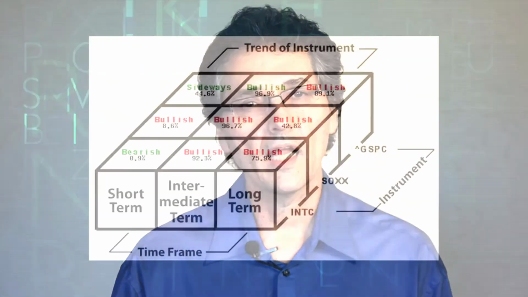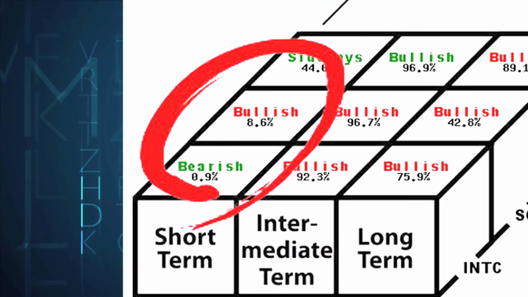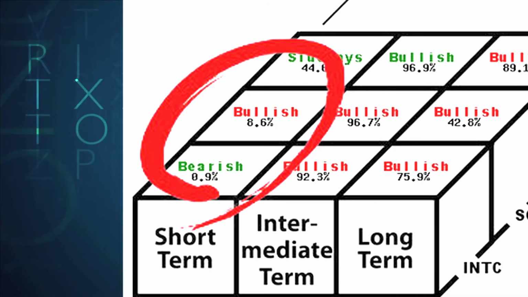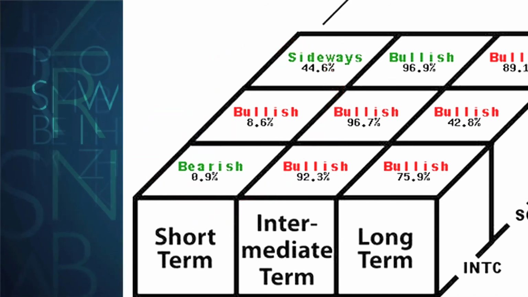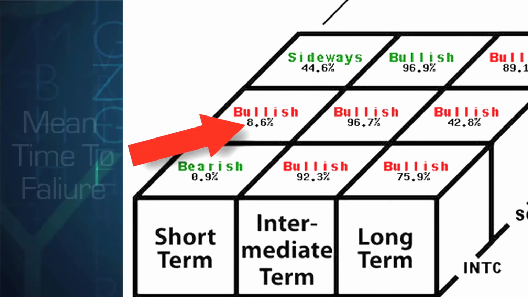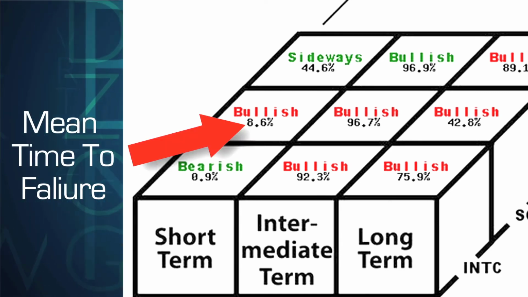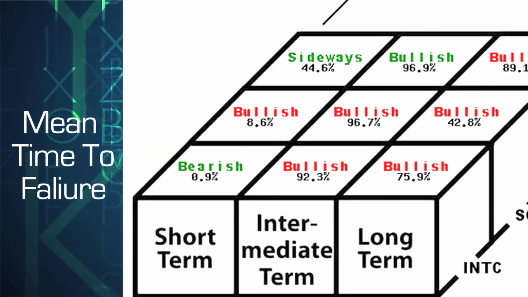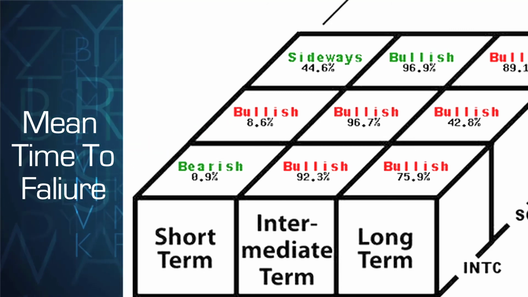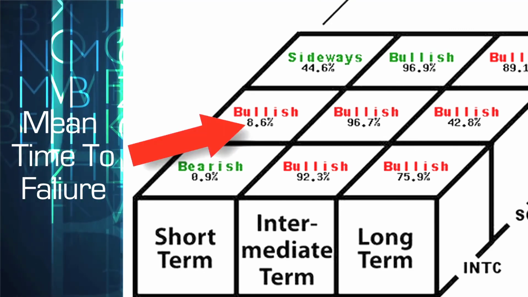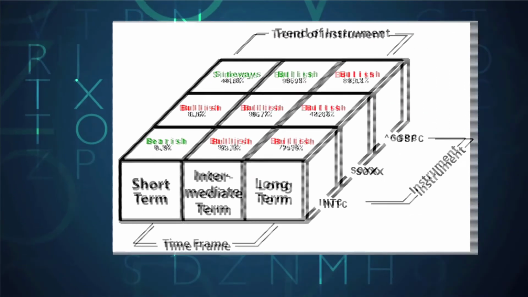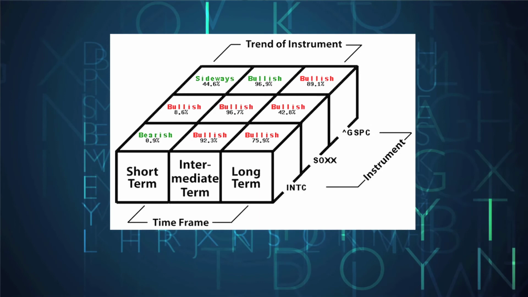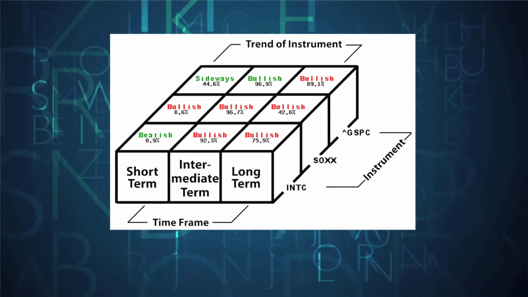Trend has a life cycle. It's like a light bulb. It comes into existence, exists for some period of time, and then eventually fades away. In NEOTA, we measure this through something we call MTTF, which is the mean time to failure. This shows you how long the trend has been in existence, and what the cumulative probability of failure is for the very next bar.